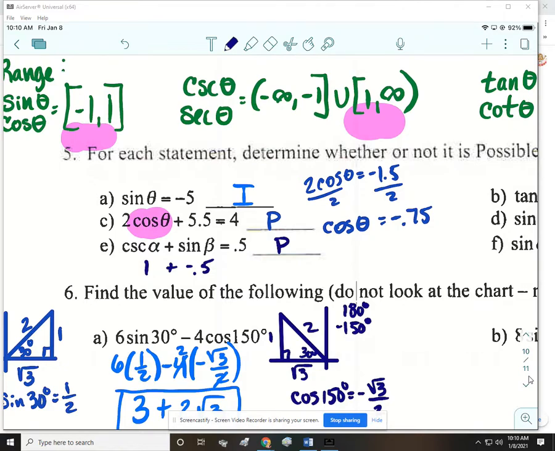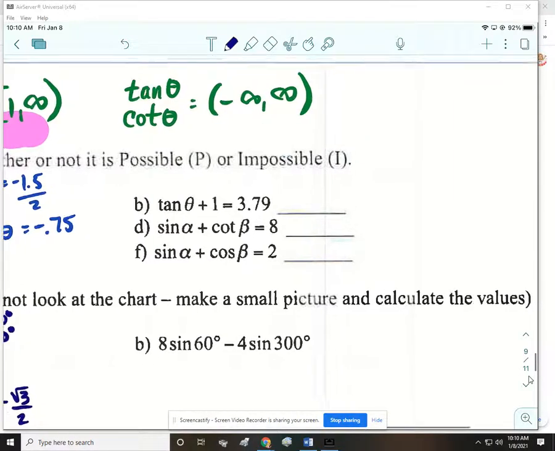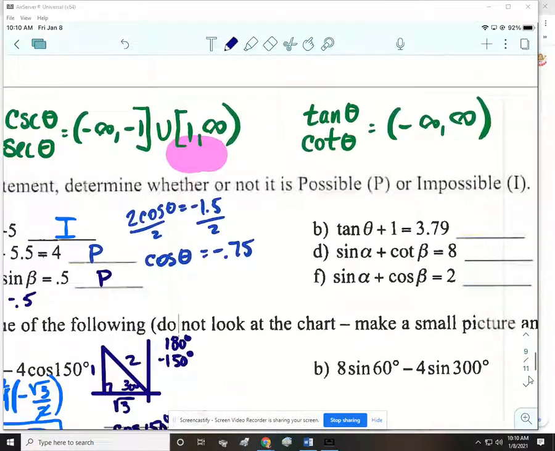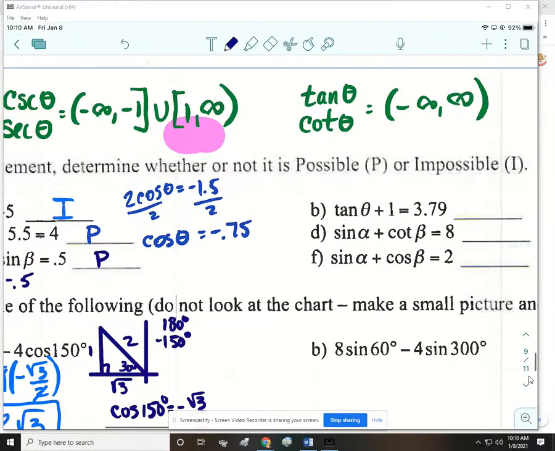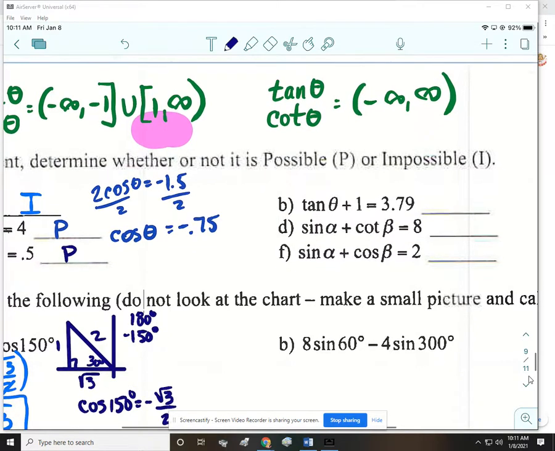All right. So you guys are going to do the things we haven't done. Now on this possible and impossible, don't forget that with tangent and cotangent, it could be anything. So if we're talking about possible or impossible with one of those, automatically possible. If tangent or cotangent are in there and it's a real number, it's possible.